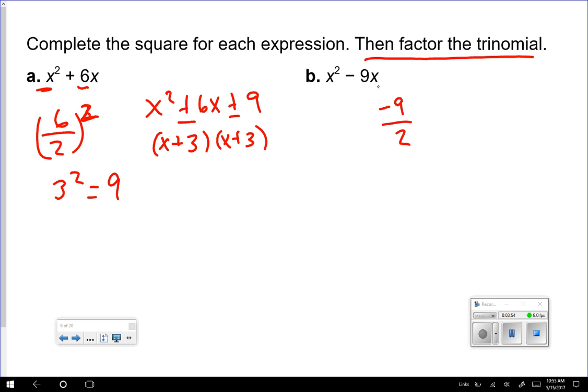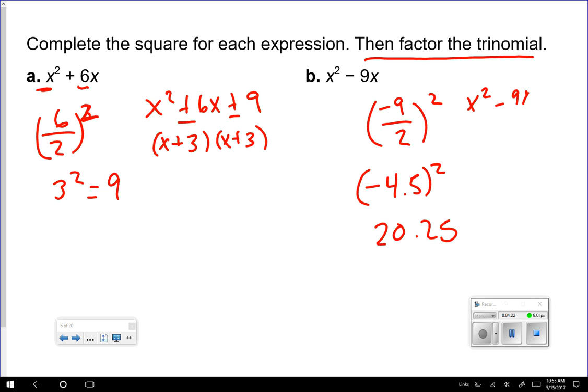So -9, and then we're going to square that. Now, obviously, this is not even, so that makes things a little bit more interesting. So 9 divided by 2 is 4.5, so we have -4.5 squared. So 4.5 times 4.5 gives us 20.25. And that would be positive because negative times negative is positive. So then we have x squared minus 9x plus 20.25.